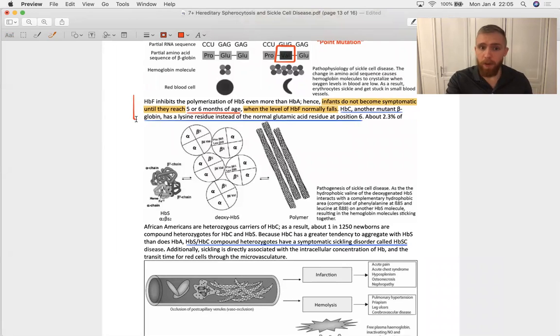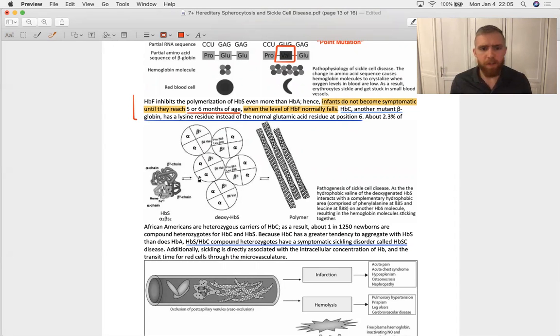What else do I have on this page? Again, infants don't become symptomatic until 5 or 6 months of age. Fetal hemoglobin drops. That doesn't have any beta globin in it. That's got gamma. You got 2 alphas and 2 gammas, and that's fetal hemoglobin. So when fetal hemoglobin goes away, beta globin comes out to play, and that's when you can see the dactylitis.